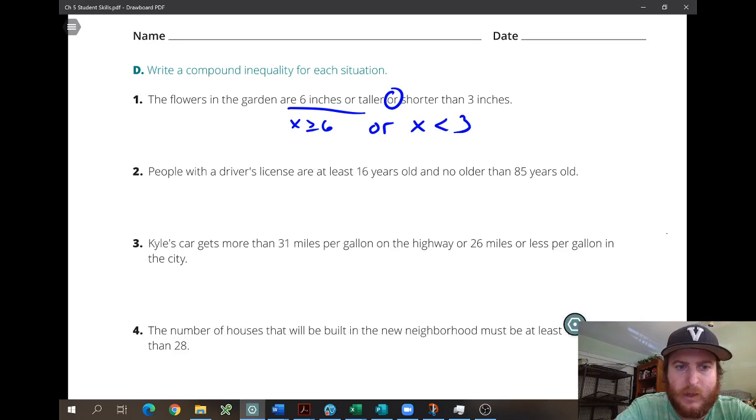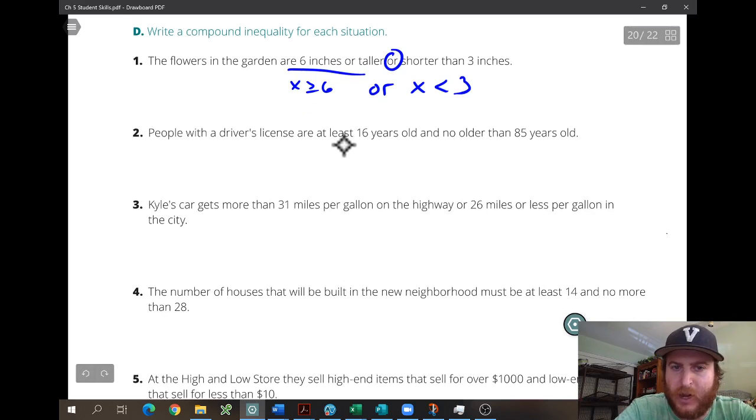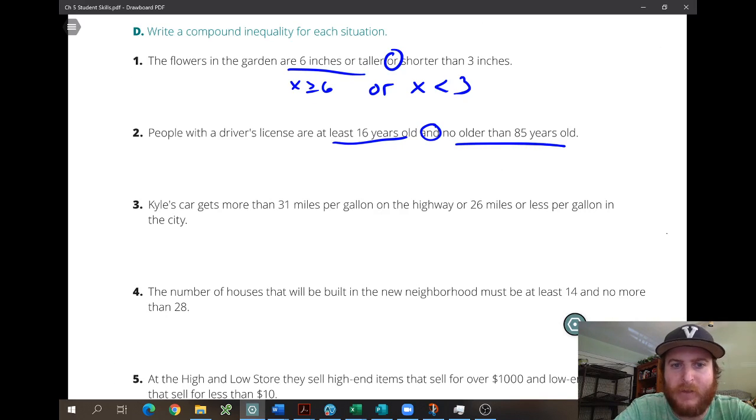Some of these are "or," and some of these are "and." So on number 2, it says people with a driver's license are at least 16 years old and no older than 85. I guess older than 85, they make you apply for a special kind of license to prove that you're still safe to drive. So this would be x is greater than or equal to 16 and no older than 85.